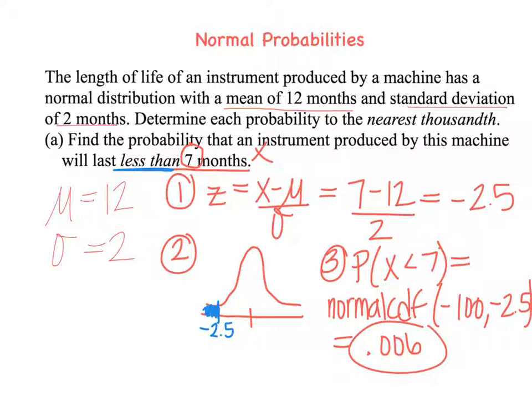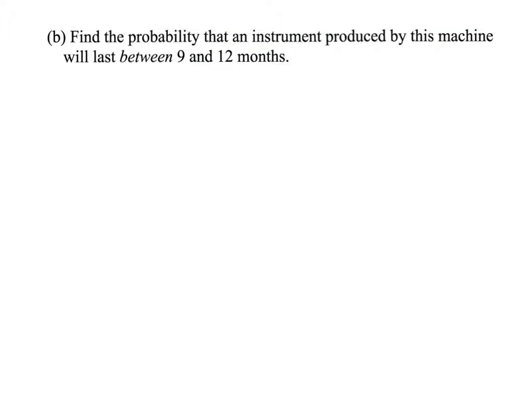Let's try another one. We're going to be using the exact same data for all 3 of these examples, so I'll just write it out again. My mean is 12, my standard deviation is 2. This time I'm finding the probability that an instrument produced by this machine will last between 9 and 12 months. This means I actually have 2 x values here. So 9, I'll call x1, and 12, I'll call x2.